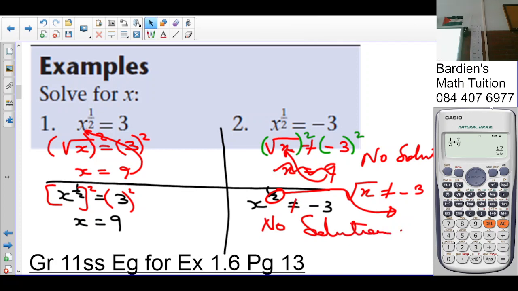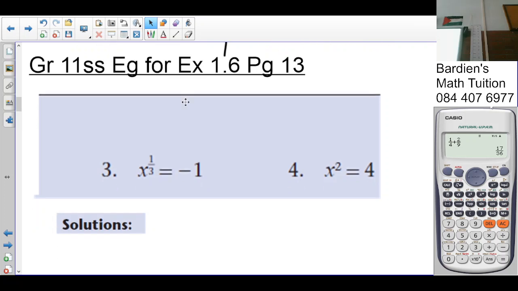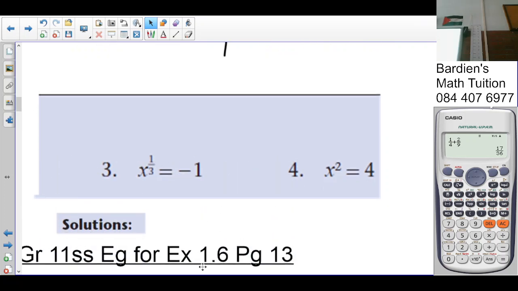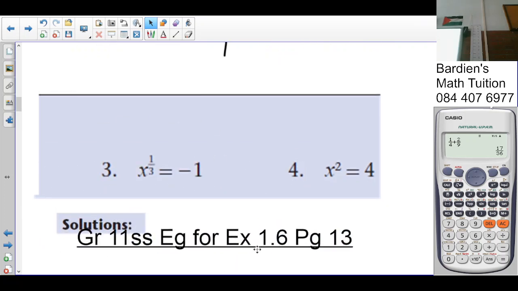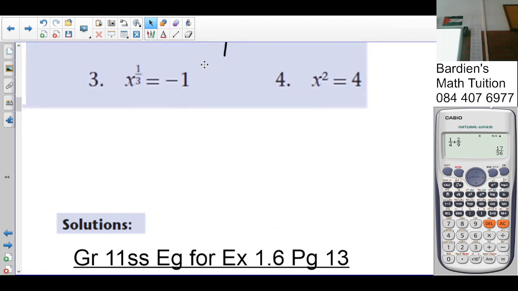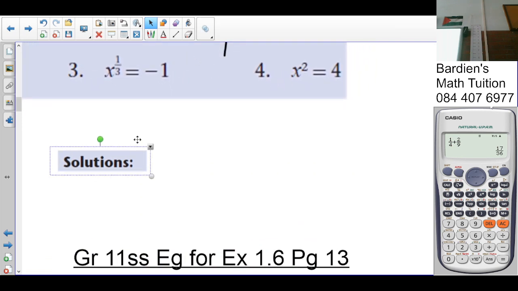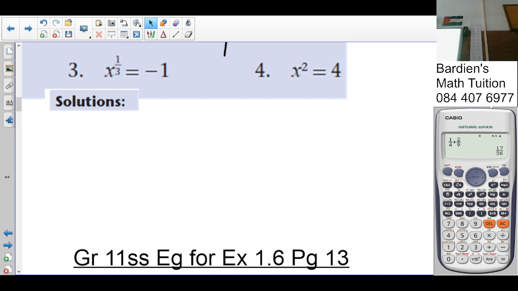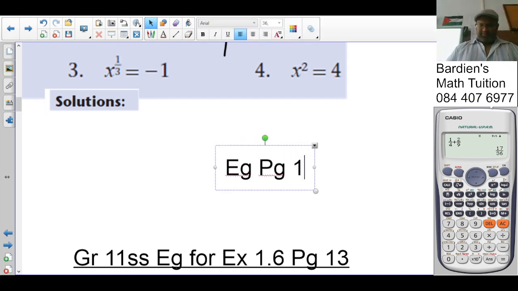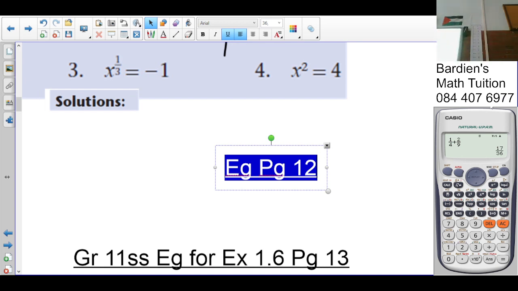Okay. Let's carry on. The examples, these are the examples on page... Sorry? Example page 2. Okay.